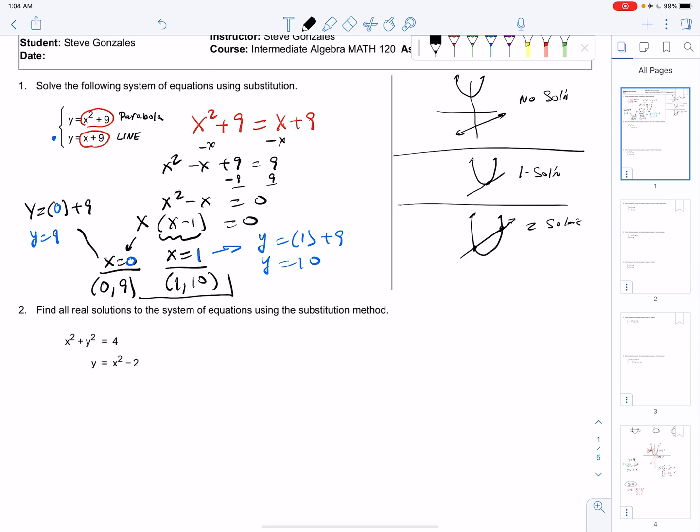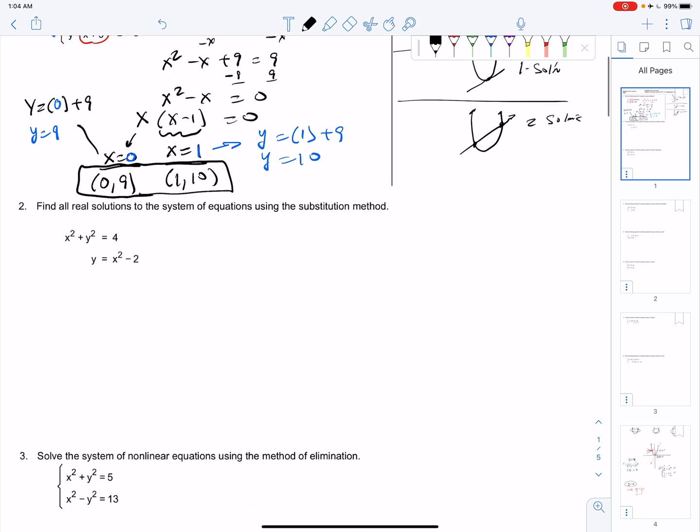And there are the two solutions for this equation. You could always sub them back in to double check and make sure that those two ordered pairs work for both the parabola and the line. Let's do another one. It says find all real solutions for the system of equations using the substitution method. So we're going to use substitution again. They're asking us to. And so here's the system.